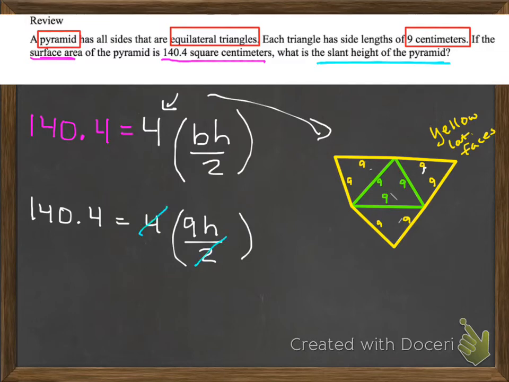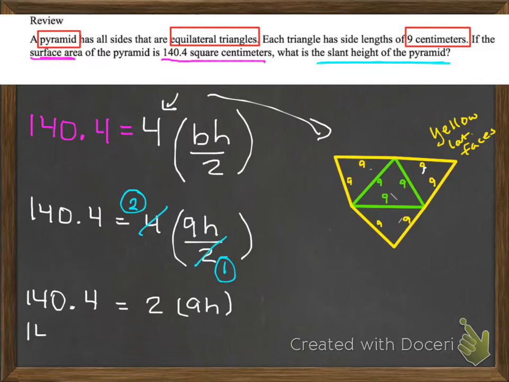We're going to go ahead and cross simplify the 2 and the 4. So we're going to divide out that 2, and we get 1, and here we get 2. So now I'm going to rewrite the problem. We have 140.4, because that's been our surface area all along, equals 2 times 9h. So now we can just go ahead and distribute that 2 to the 9h and multiply it out, and we have our next piece of our equation, which is 140.4 equals 18h.